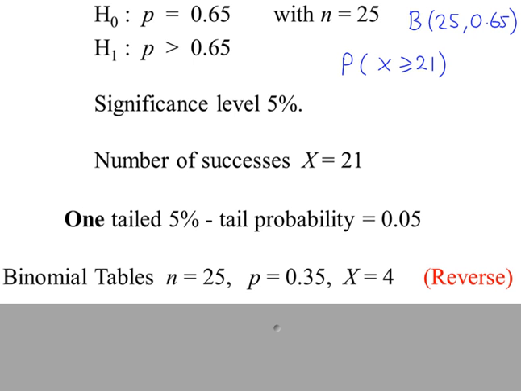In the AQA formula book, there is no table for p equals 0.65, so we're going to use a reverse solution. Instead of looking for successes with the probability of 0.65, we can think of it in terms of failure, so 1 minus 0.65 gives us 0.35. If there were 21 successes out of 25 trials, then there were 4 failures.